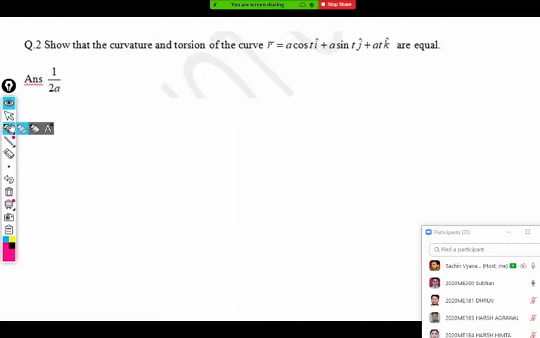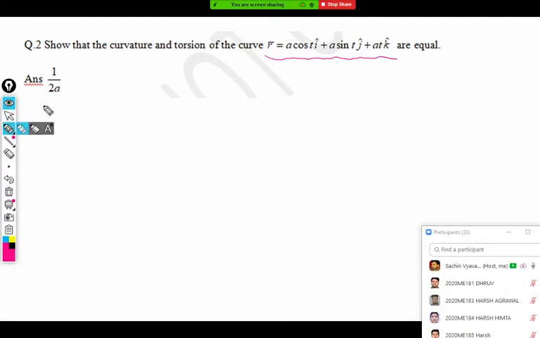what is the name? The name of the curve is a spiral here. Okay, so let me start.